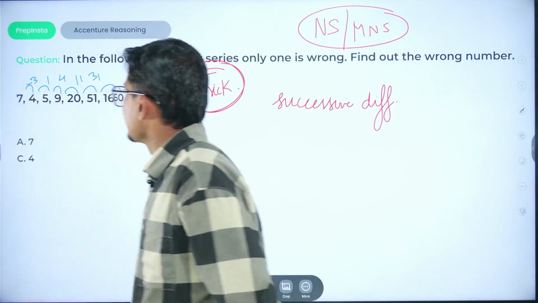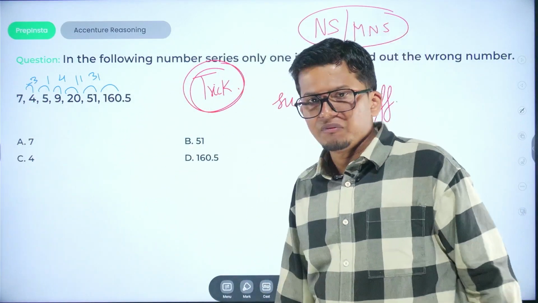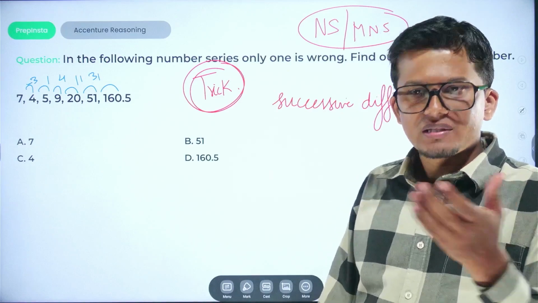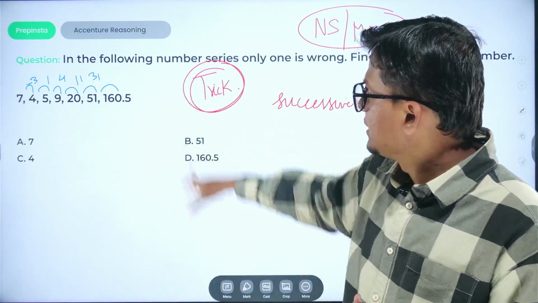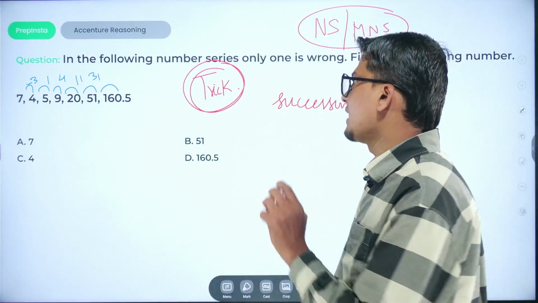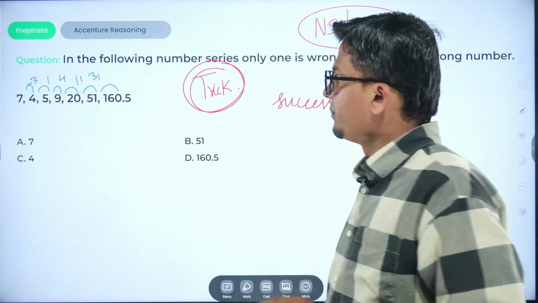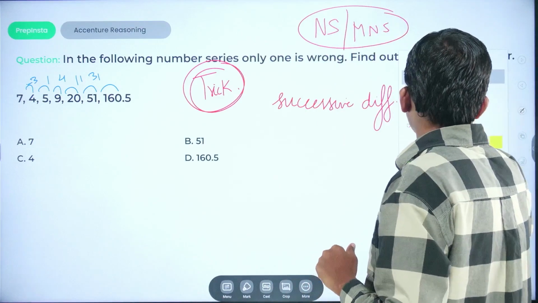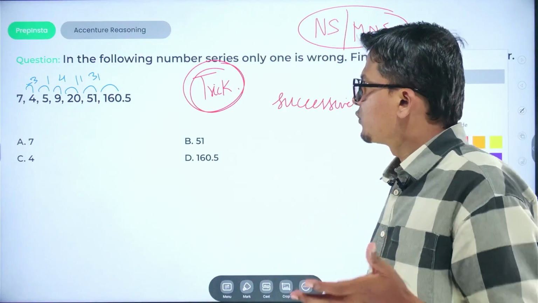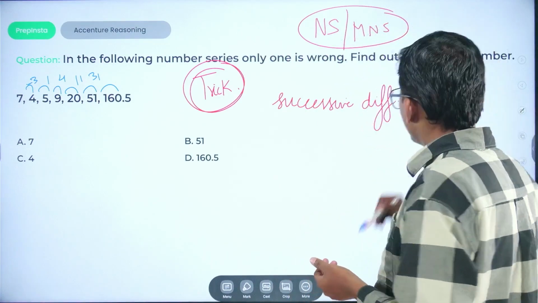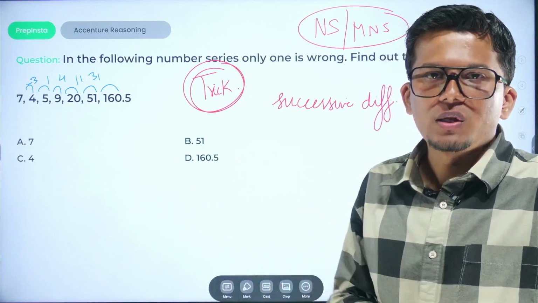Here would be -3. Okay, so if we just take a difference from the successive number, there would be a series where we have differences of -3, 1, 4, 11 and 31. But there is no fixed pattern here. So the second format could be, we have to find out a logic here.